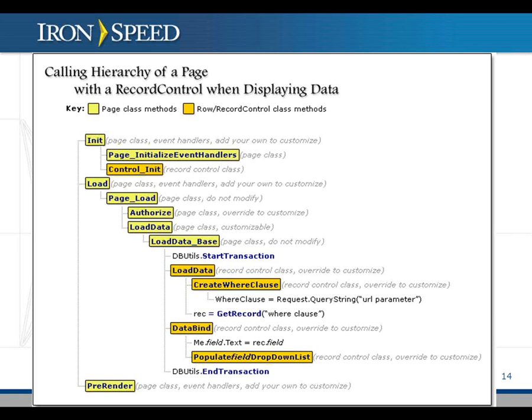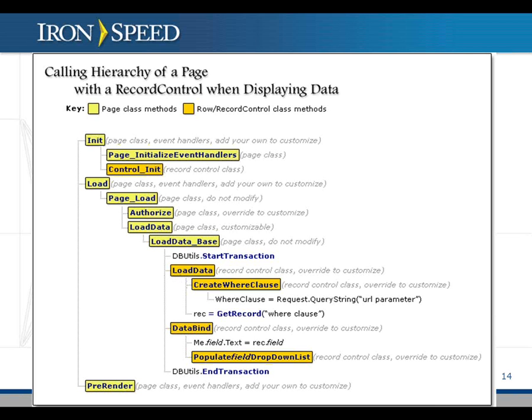Remember, load data has the job of getting the data out of the database and then putting that data on the screen. So part of the load data, this is all built into IronSpeed, is going to start your transaction at the page level, and then it's going to delegate to the record control, because as a page, I don't really have any data. All I have is this record control sitting on the page.